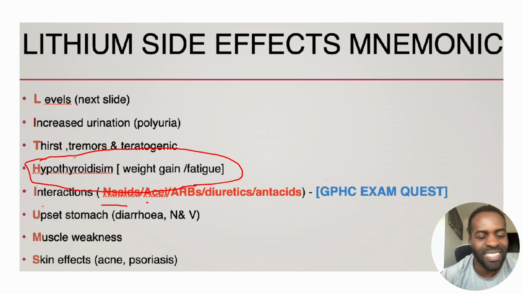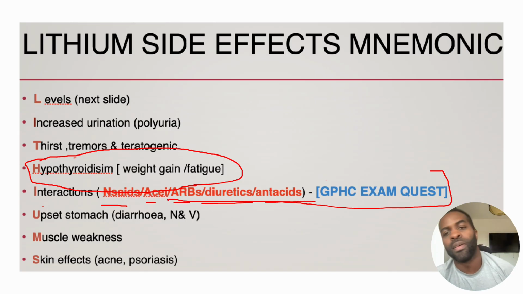Interactions with NSAIDs, interactions with ACE inhibitors, with ARBs, with diuretics, with antacids. Hence the reason why I've got this in blue, GPhC exam question, because this has come up a few times. Then upset tummy, muscle weakness, skin effects. But those interactions are very important. Signs such as tremors, thirst tend to come up in your exam, and hypothyroidism with lithium.